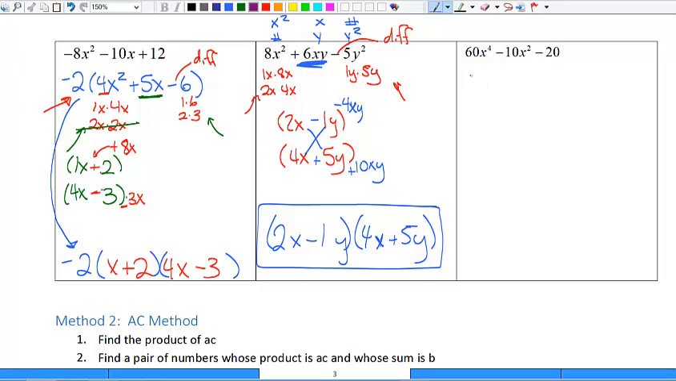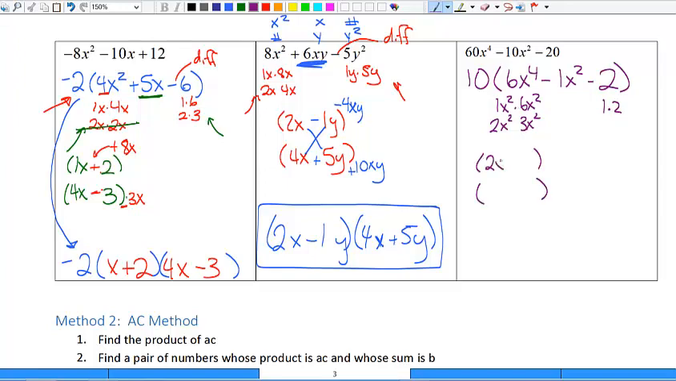Last problem of this type has a GCF of 10. My factors of 6 are 1x squared times 6x squared, or 2x squared times 3x squared. My factors of 2 are 1 and 2. I told you to start at the bottom of your list, so we're going to try 2x squared and 3x squared first, and then I'm going to try 1 and 2.